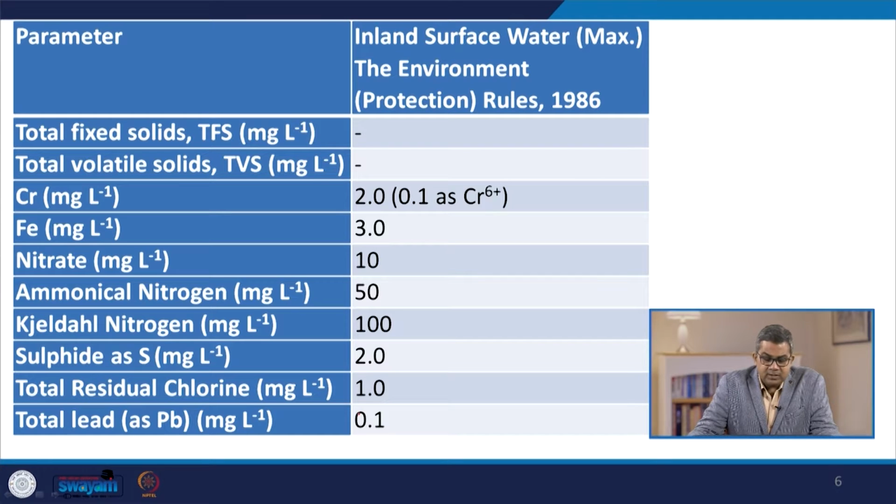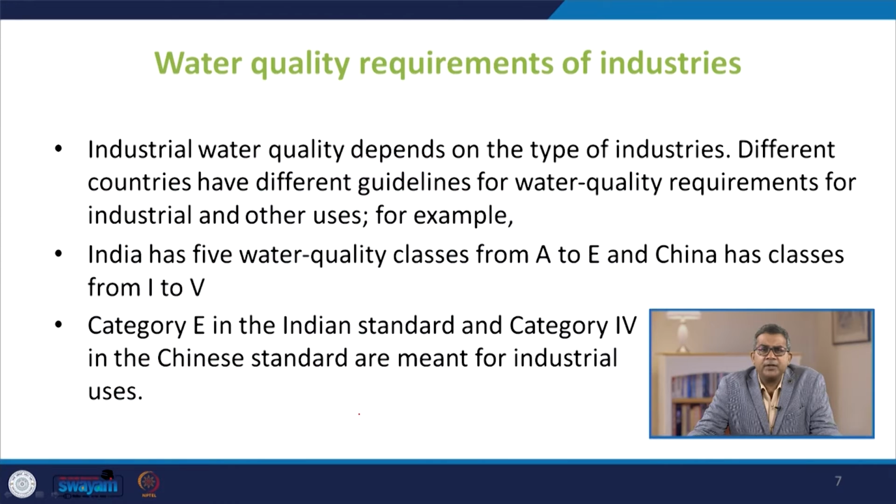Total fixed solids, TFS, should not be there, total volatile solids should not be there, chromium may be 2.0, iron 3.0, nitrate 10, ammoniacal nitrogen must be 50 milligram per liter, Kjeldahl nitrogen must be 100 milligram per liter, sulfide, which represents the sulfur, should be 2.0 milligram per liter, and TRS, the total residual chlorine, 1.0 milligram per liter, and total lead, in a traceable amount, should be 0.1 milligram per liter.